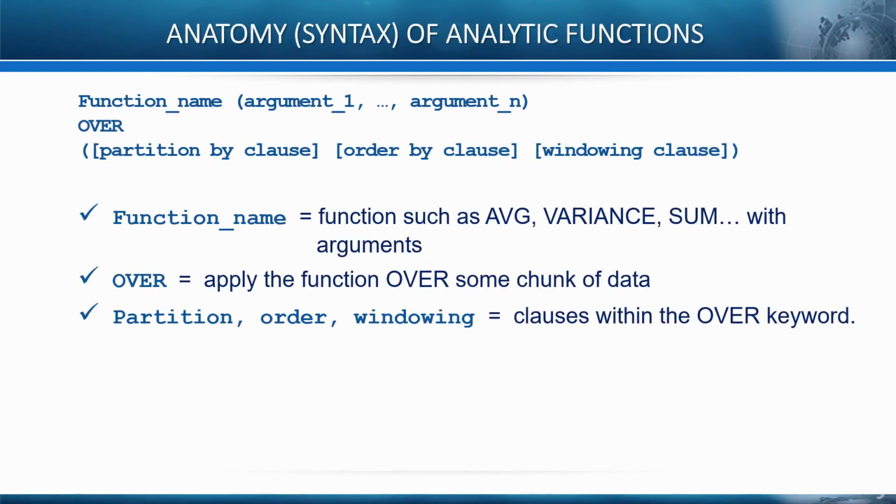Analytic functions take the following syntax: function name, which takes some arguments, OVER, PARTITION BY clause, ORDER BY clause, and a windowing clause. The function name specifies the name of some function. It could be sum, average, rank, variance, and many more functions that we are going to explore in this course.